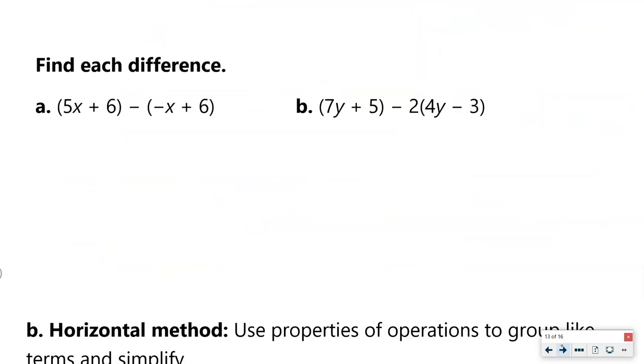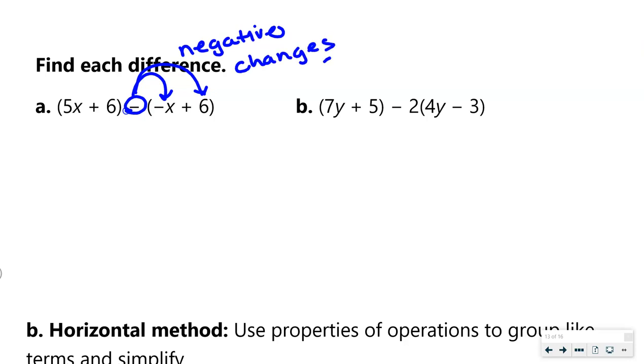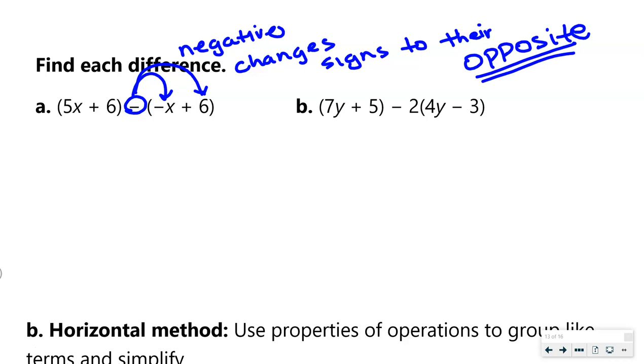All right, here's where we get into the tricky part. We have to distribute this to both of our terms, and when it's a negative sign, negative changes signs to their opposite. Say it out loud. Changes it to their opposite. All right, here we go.